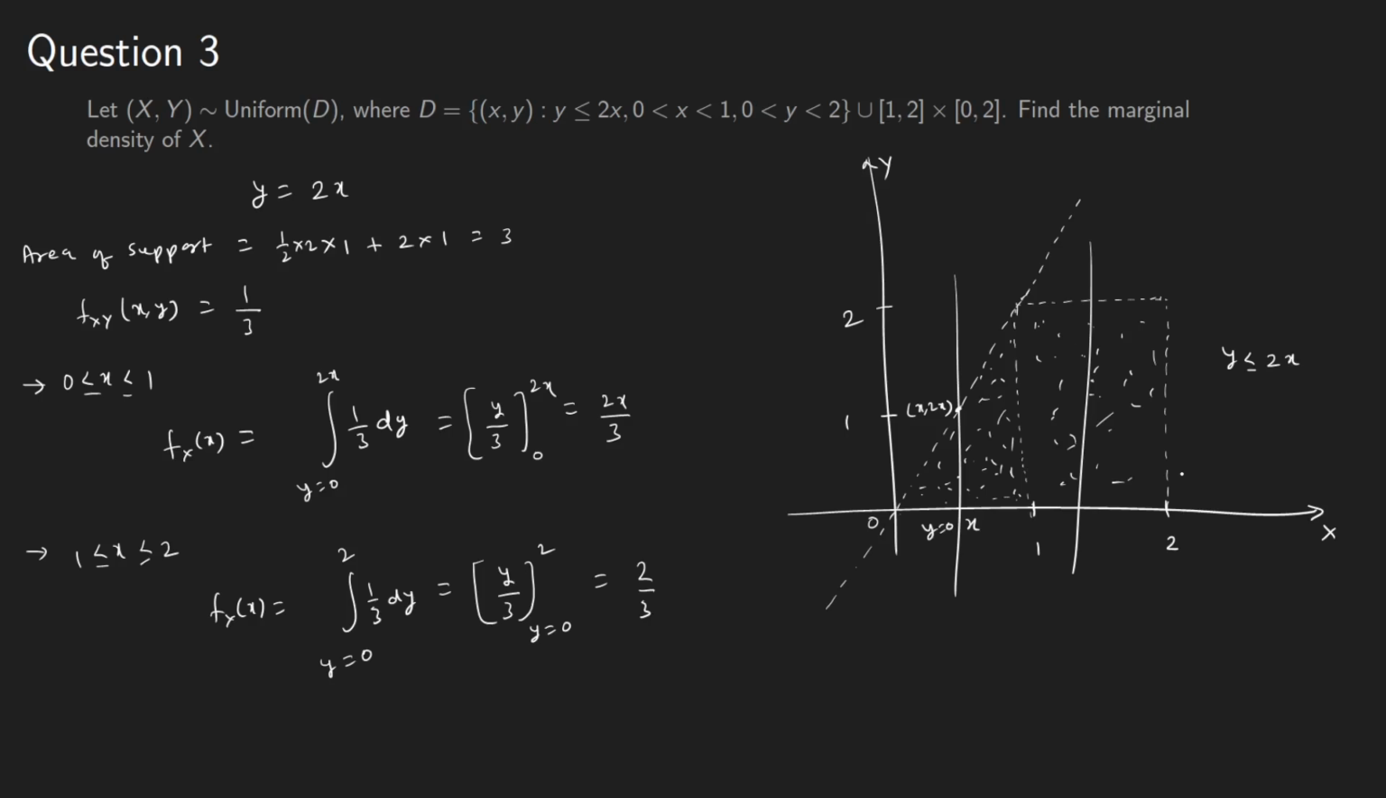So we can summarize this information and write it as: the marginal PDF of x is equal to 2x by 3 when x is between 0 and 1, it is equal to 2 by 3 when x is between 1 and 2, and it's 0 otherwise.